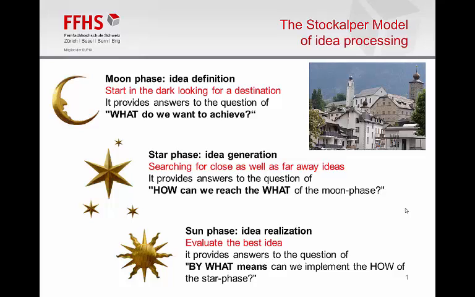So we have a lot of ideas there, and then you have to select one, which I will explain more into detail how you do it. You select one and you go in the sun phase. It's the third phase of the realization of the idea. So you are looking for this idea, how you can realize it. And by what means can you implement the how of the star phase?